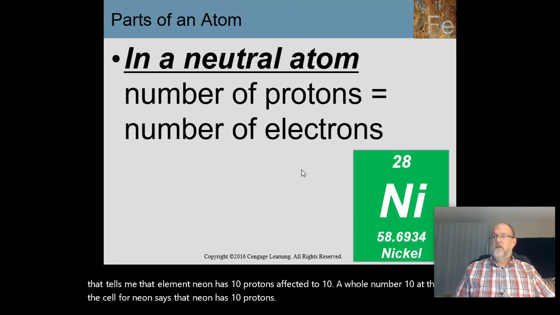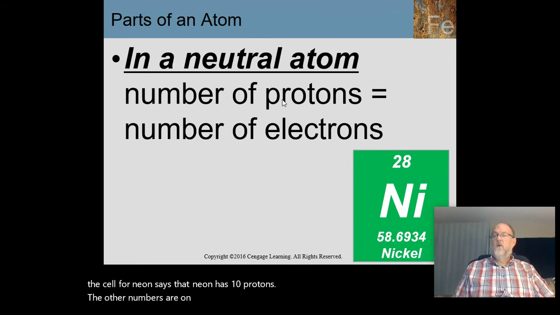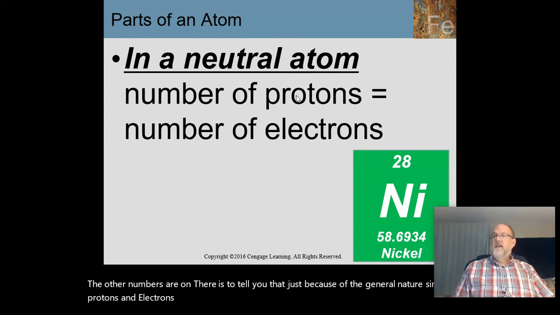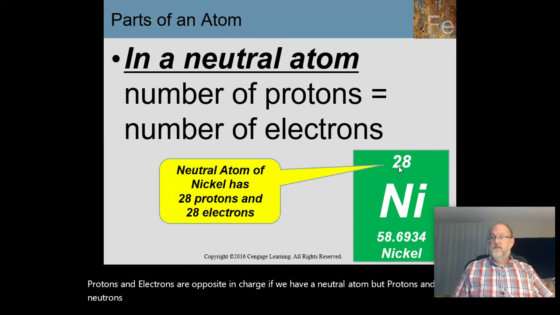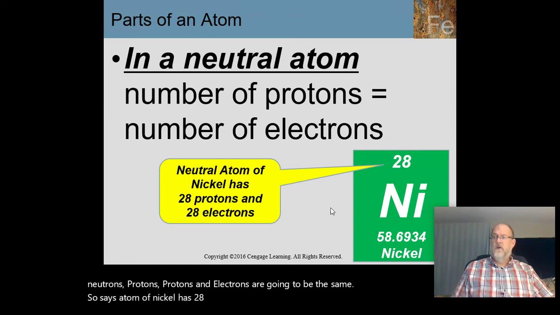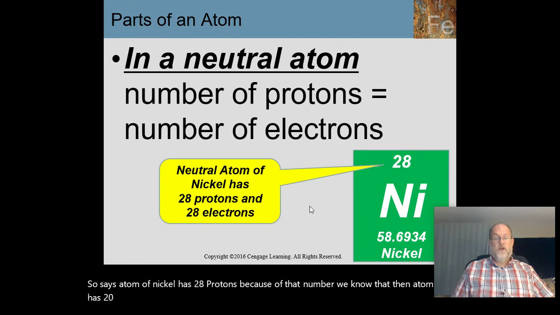Because protons and electrons are opposite in charge, if we have a neutral atom, the protons and the electrons are going to be the same. So since an atom of nickel has 28 protons because of that number, we know that an atom of nickel has 28 electrons. So we can quantify the number of subatomic particles.